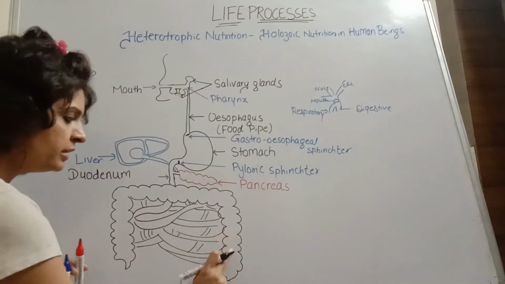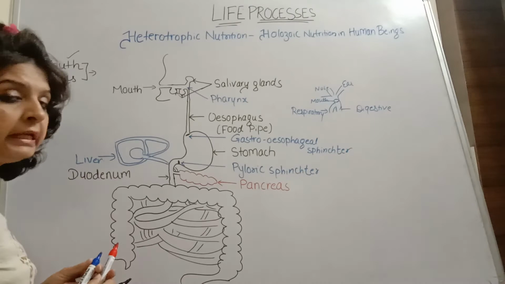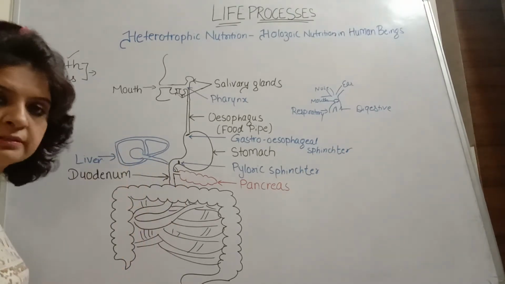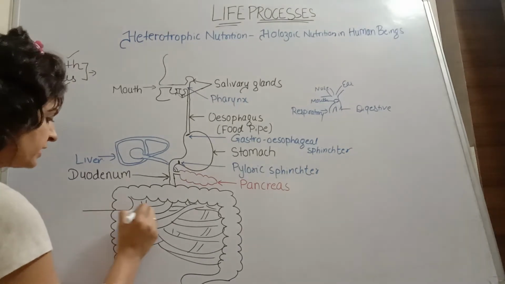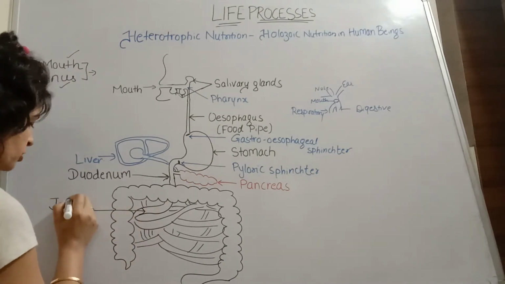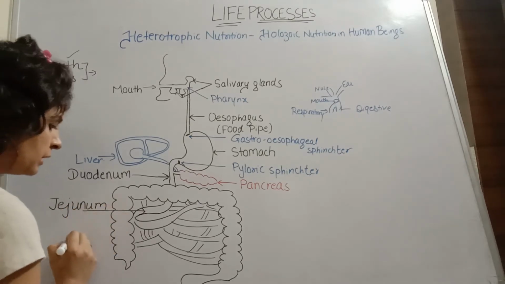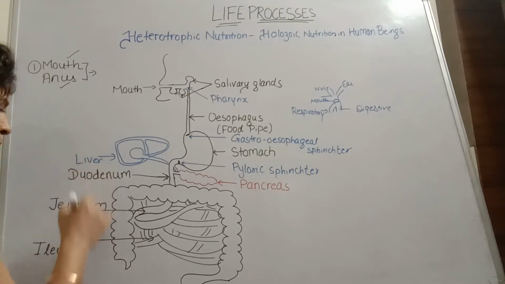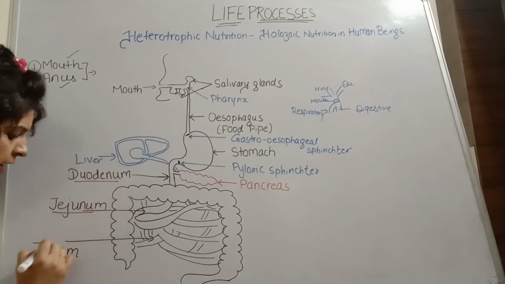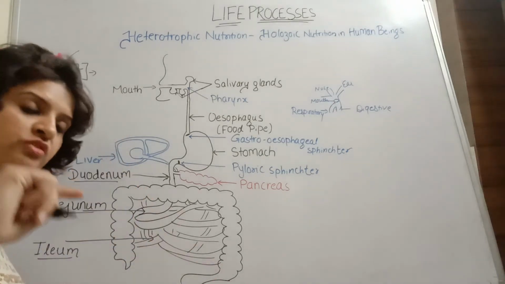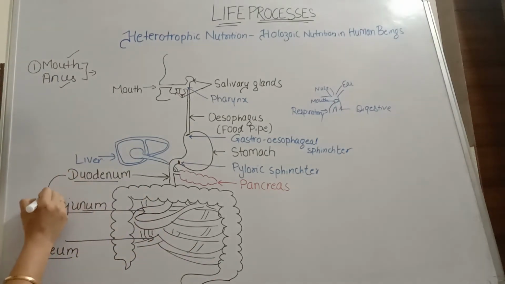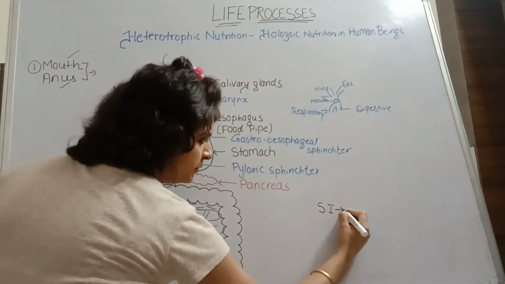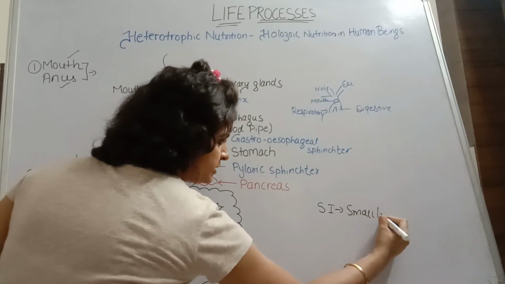And here you can see this wavy structure. This is the large intestine. The first part of the small intestine is duodenum. The second part is the jejunum. The third part is the ileum. So the small intestine comprises duodenum, jejunum and ileum. So I just write SI and we'll conclude here. Here SI means small intestine.